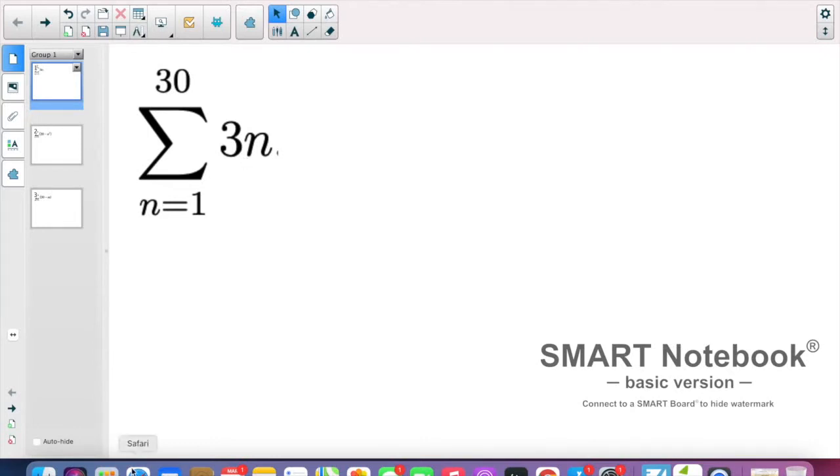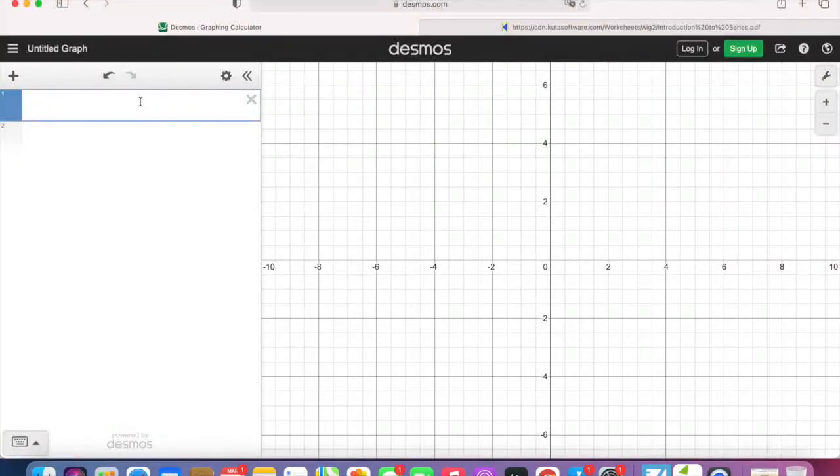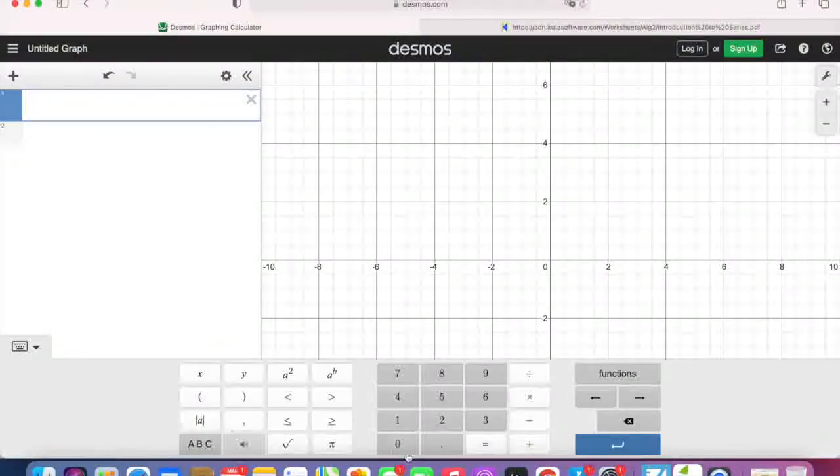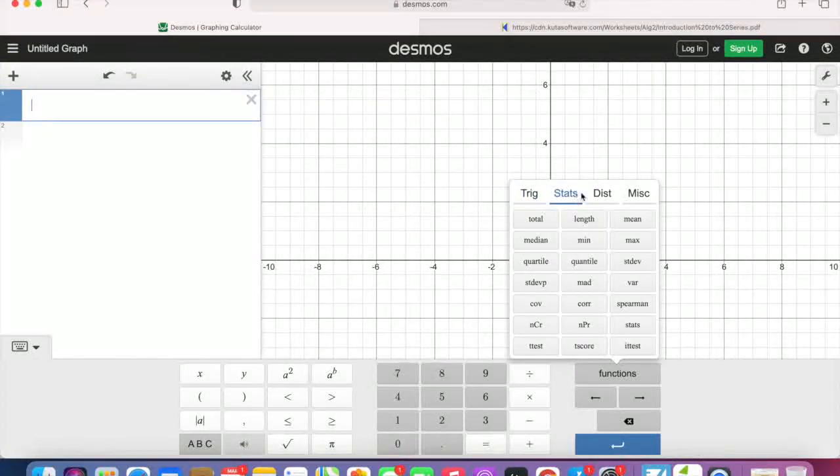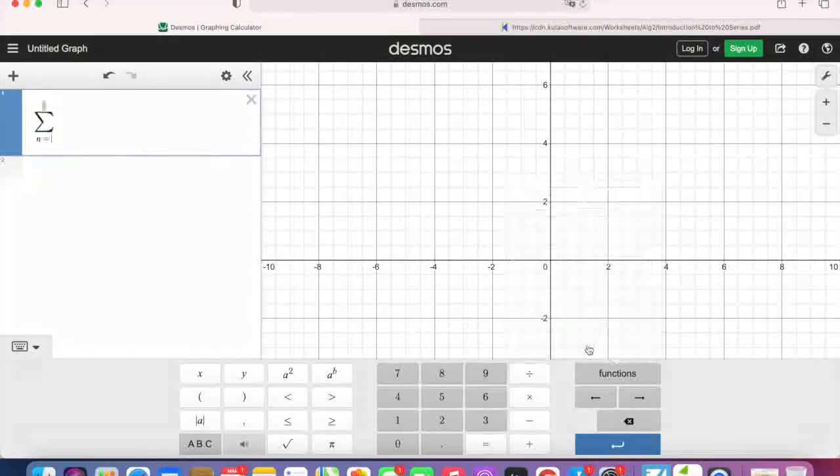So I'm going to go into Desmos, and in here I'm going to open up my keyboard, and then I'm going to go over here to where it says functions, and I'm going to look in these different sections to see if I can find a sigma. Sigma is in miscellaneous, and there it is. If I click on that, you see it puts a sigma in my box.